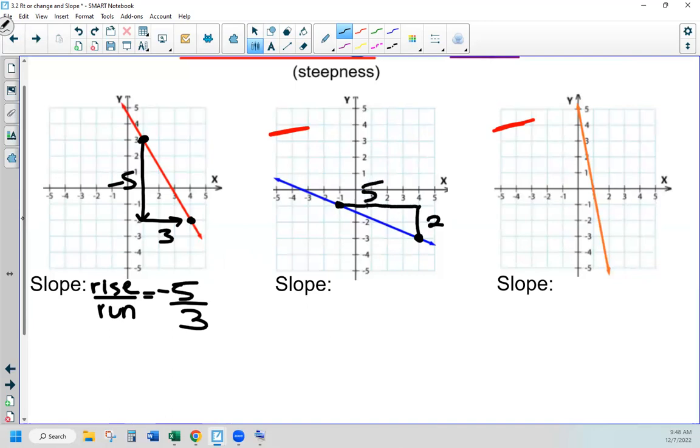2 over. Okay, don't forget, one of the biggest mistakes you can make right now is to write your fraction in a different way. A lot of people are going to write 5/2. That's a mistake. It's 2/5. It's your up or down movement over your side to side movement. It's vertical over horizontal movement.